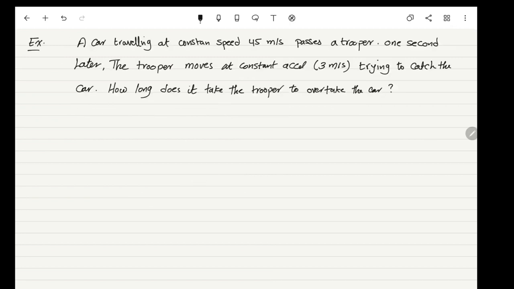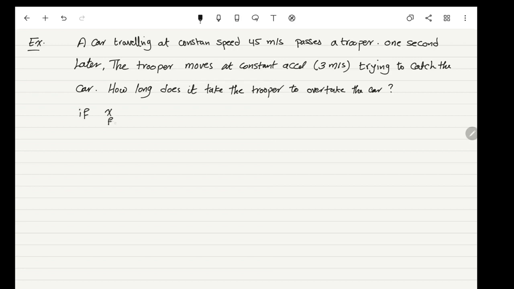Let's have this interesting example. A car traveling at a constant speed of 45 meters per second passes a trooper initially at rest. 1 second later, the trooper moves at a constant acceleration of 3 meters per second squared and tries to catch up with the car. How long does it take the trooper to overtake the car? Now, to answer this question, when the car and the trooper both have the same distance, they will catch up with each other.